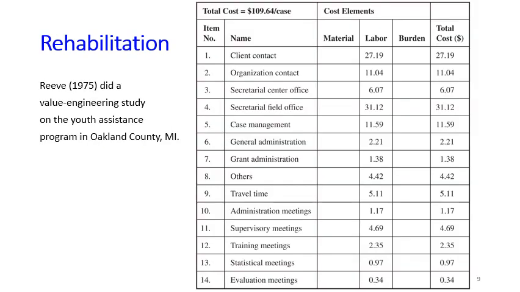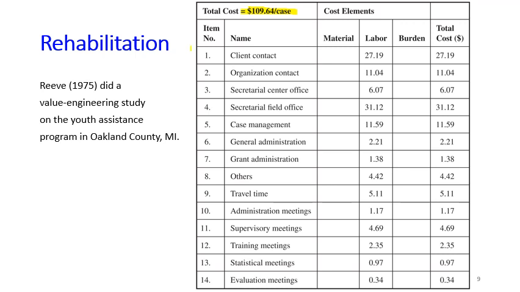Now let's take a look at an example from a value engineering study on the Youth Assistance Program. This is a program that tries to help young people who have some trouble in society. They try to help them so that they can go back to society, performing well and not causing any trouble. One of the main activities in this program is rehabilitation. And for each case of rehabilitation, it costs the program more than $109.